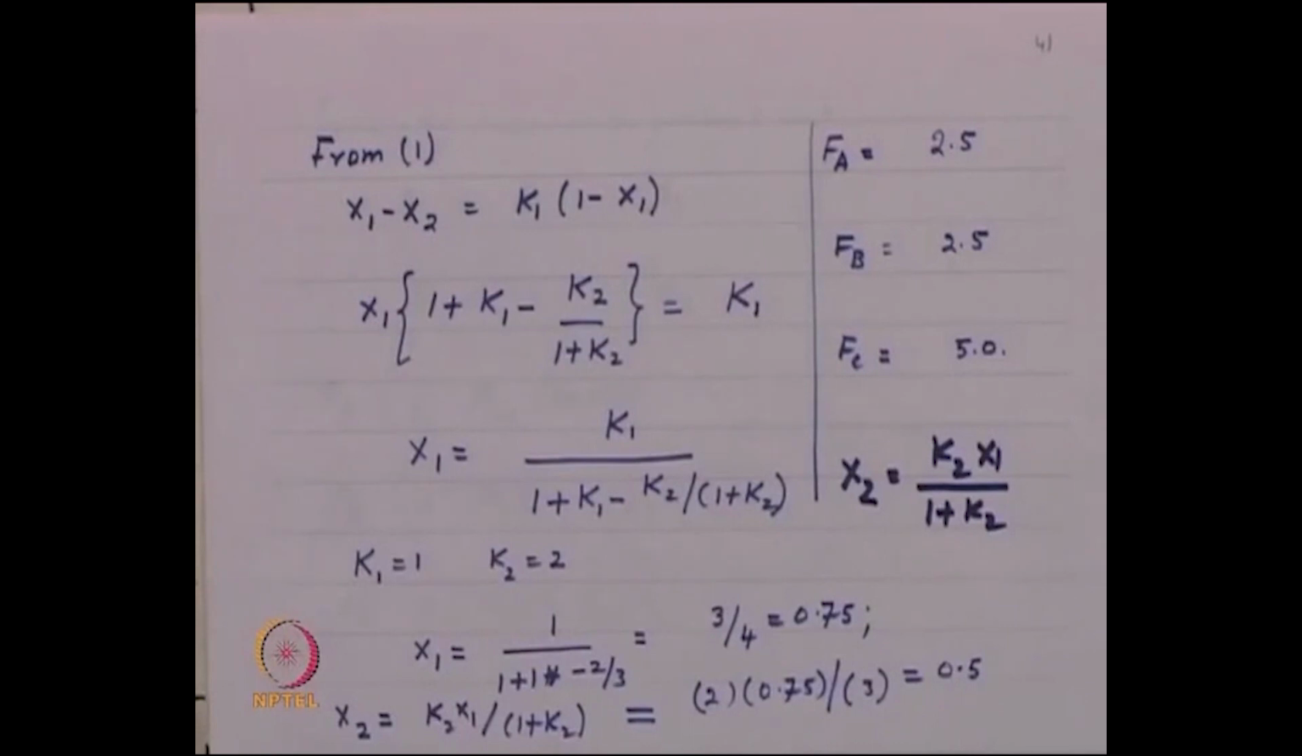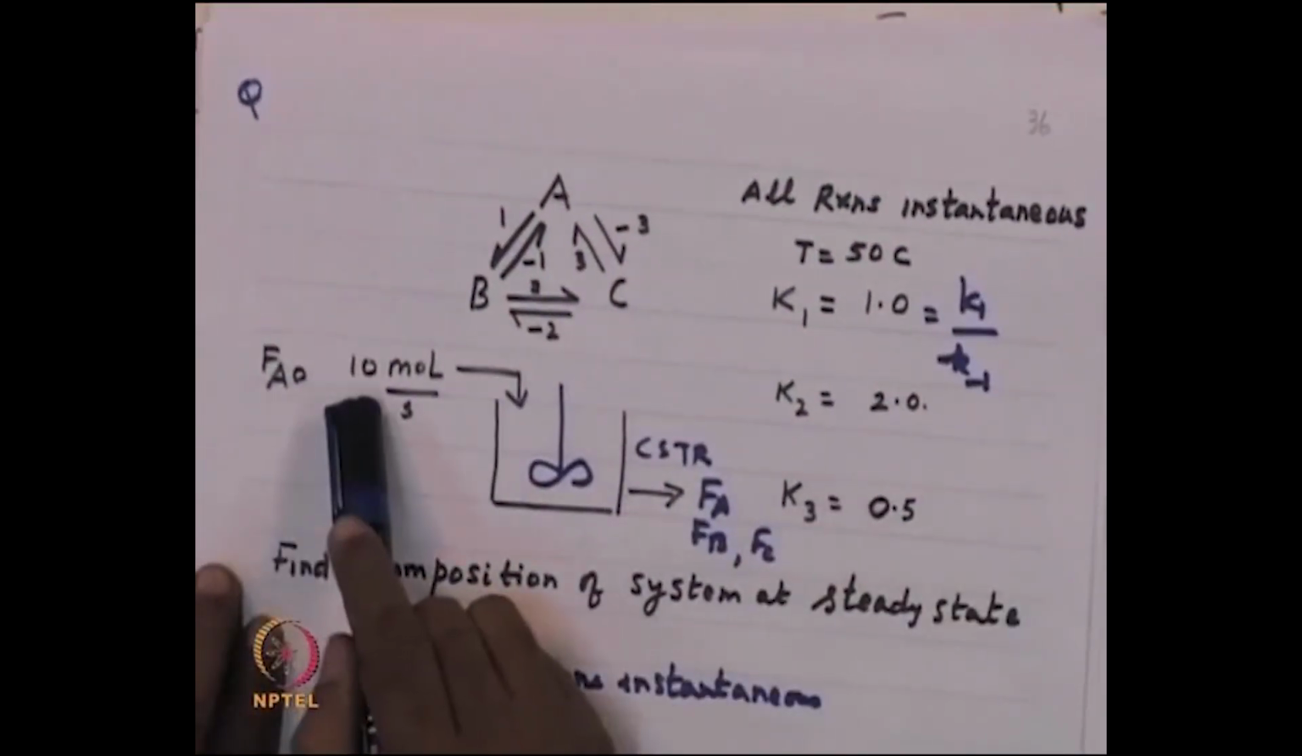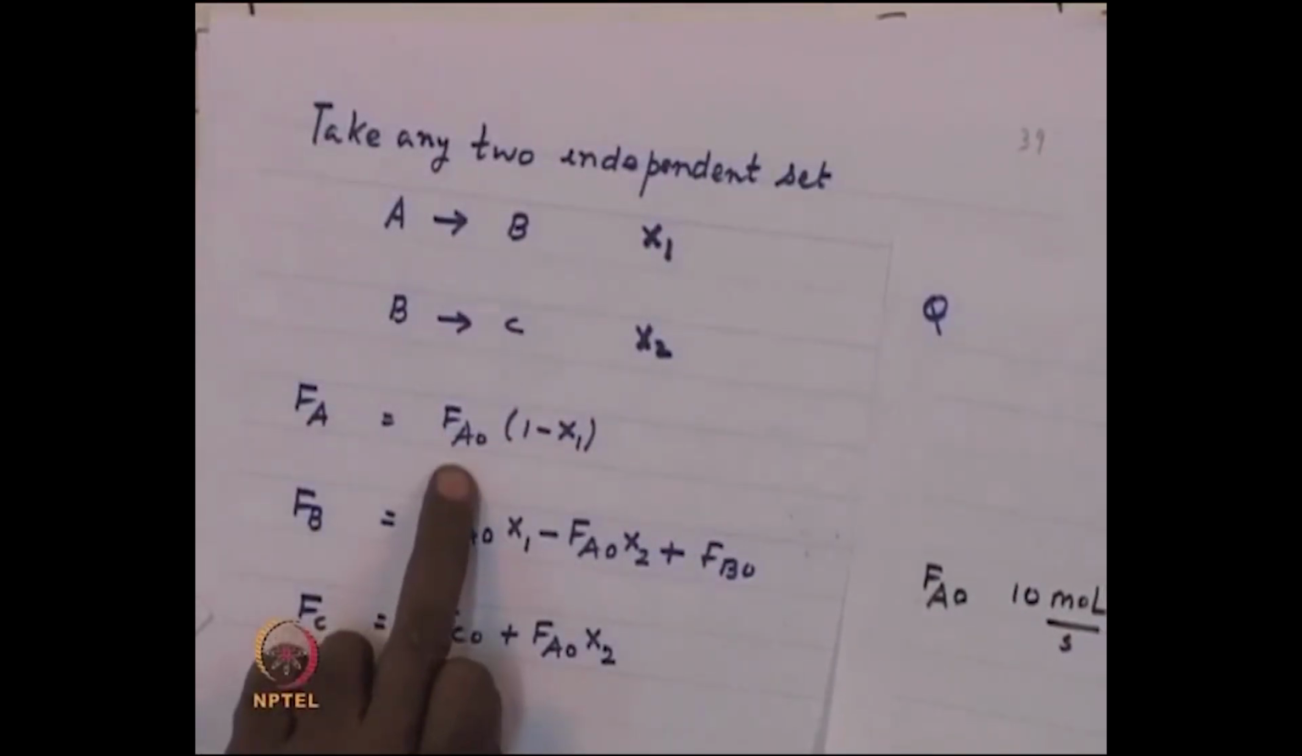So, what have we done? There are 6 rate processes, even then we have taken only 2 reactions. We have taken arbitrarily A going to B, B going to C. And then we set up and got the results, and once you know x 1 and x 2, you will calculate F A, F B and F C, correct. Now, we can do the same thing in a slightly different way. As an example, in this exercise I said F A 0 is 10. That is why we set up all this, where F A 0 is the basis, correct.